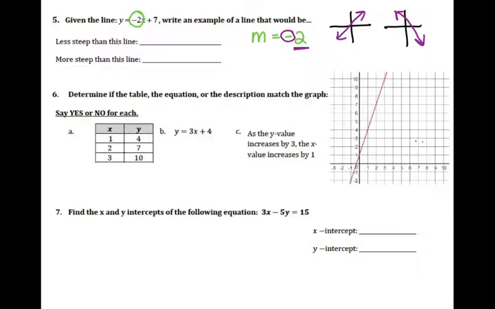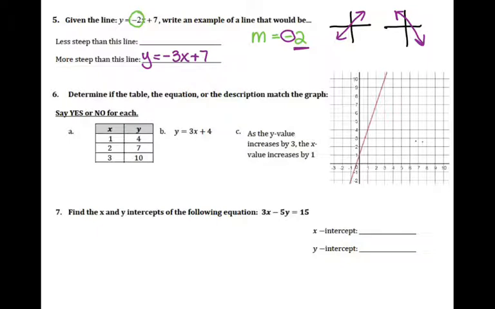So if I want a line that is steeper than this particular line, that means my number has to be bigger than 2. So for example, say 3. So I could write y equals negative 3x plus 7. You don't even have to make it negative. It could just be a positive 3x plus 7. It's still going to be steeper than the original line.